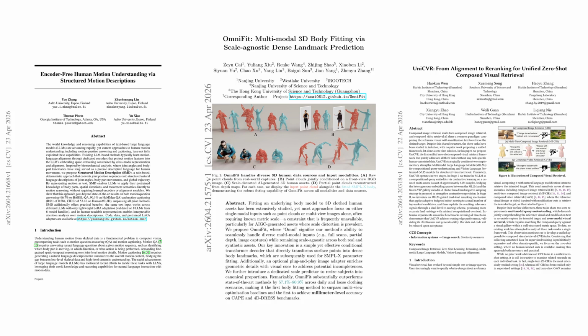What if AI could understand human motion without an encoder, fit 3D bodies from messy multimodal inputs with millimeter precision, and even rethink how we search across images and videos from a composed text query? In today's episode, we dive into 3 striking papers that push AI toward more interpretable motion understanding, more robust 3D human modeling, and more powerful zero-shot visual retrieval. From biomechanical language to dense landmarks to reranking at scale, these ideas show how fast the field is evolving.